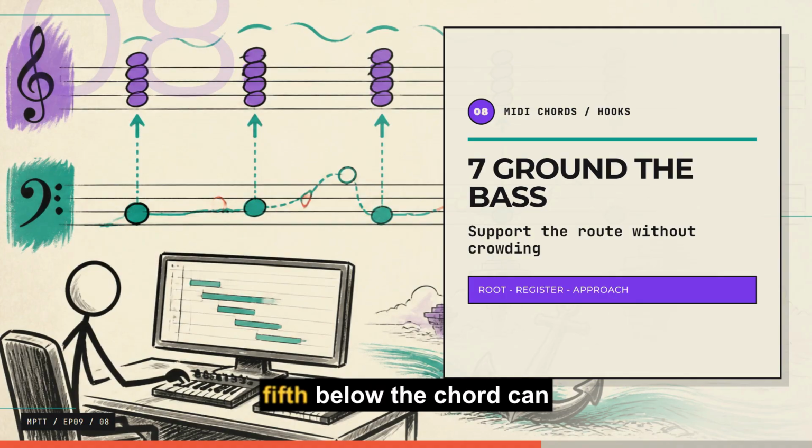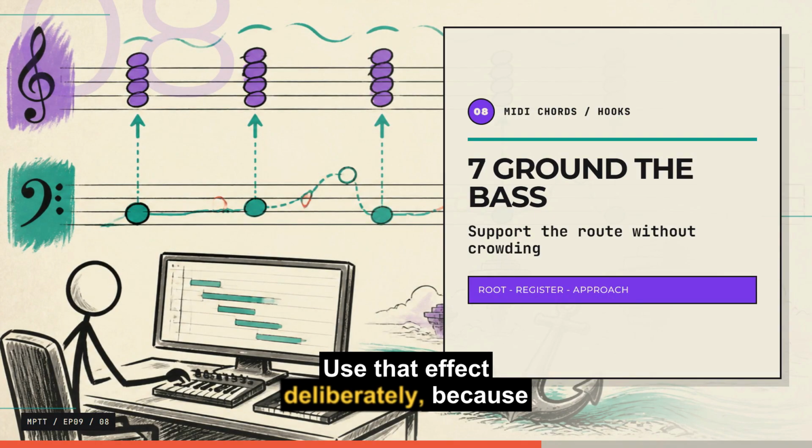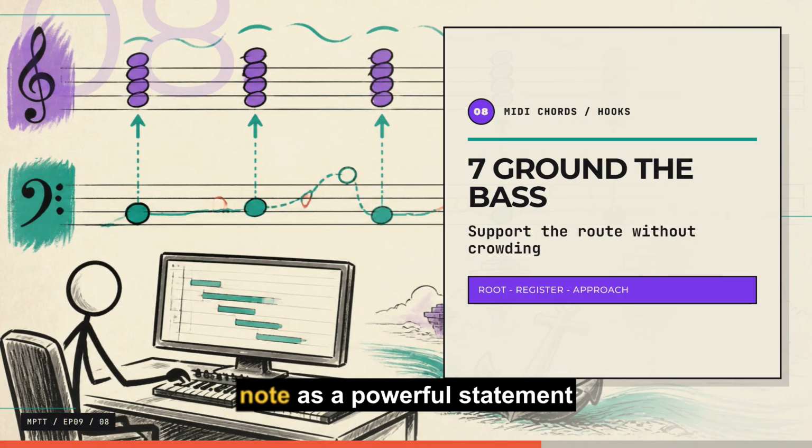Putting the third or fifth below the chord can create a stepwise bass line and a softer sense of arrival. Use that effect deliberately, because listeners often hear the lowest note as a powerful statement of harmonic direction.